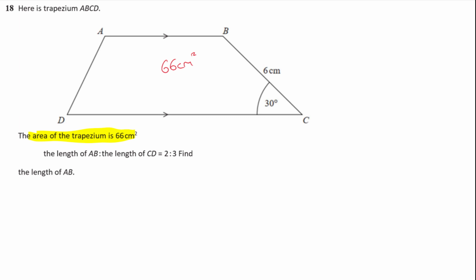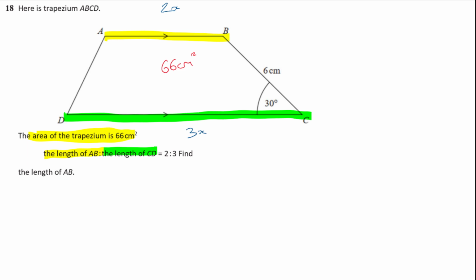The length of AB to the length of CD is in the ratio of 2 to 3. Well, where's AB? AB is up here, look. So that's AB. Where's CD? It's down here. Okay, so these are in a ratio of 2 to 3. So for every 2 you've got up here, you've got 3 down here. But we don't know how long it is. I'm just going to write 2x and 3x there just to remind me that it isn't 2 and 3. They're in the ratio of 2 to 3.